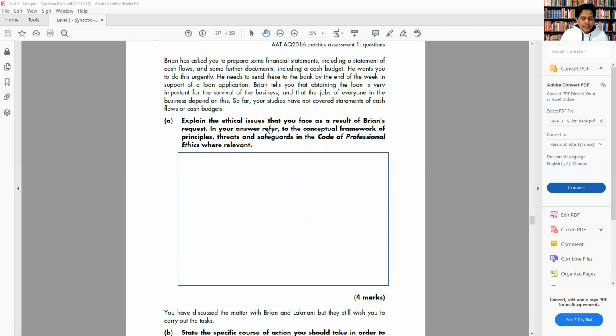So explain the ethical issue that you face as a result of Brian's request. In your answer, refer to the conceptual framework of the principles, threats and safeguards in the code of practice. Safeguards means what is the possible action you can take so that you don't have to do it. So we have a few questions here. The first one is what is the fundamental principle here, the threat and the safeguard.